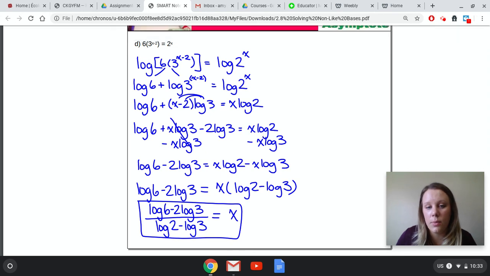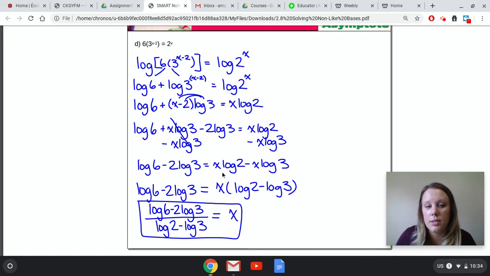You do have some options. I tend to bring my x's to the left and all of my things without x are going to the right, but you can do that the other way. You could bring this x term to the left. It doesn't matter. That's what I'm doing in this example, but this is the step where it might look different if you bring things to a different side. Here you can see all of my logs that don't have x's in them, and here you can see all of my logs that have x's.